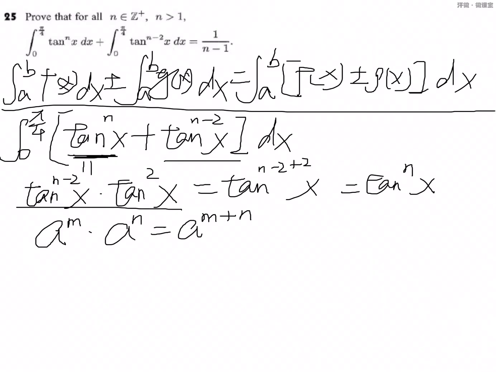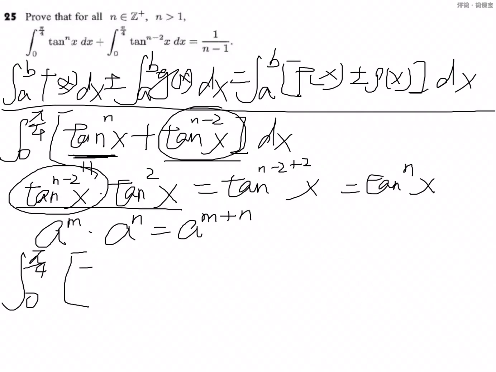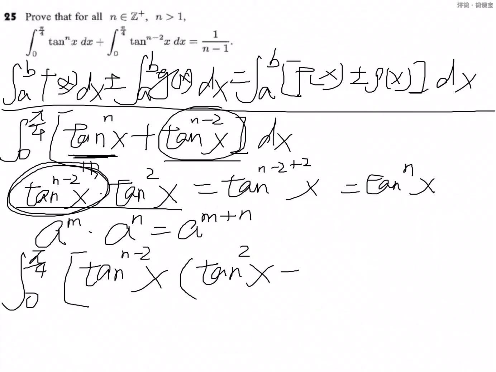So the first term and the second term have tangent x to the power of n minus 2 in common. We take the common factor out, so it will be the integral from 0 to pi over 4 of tangent x to the power of n minus 2, the common factor, times what remains: tangent x to the power of 2, plus 1, dx.